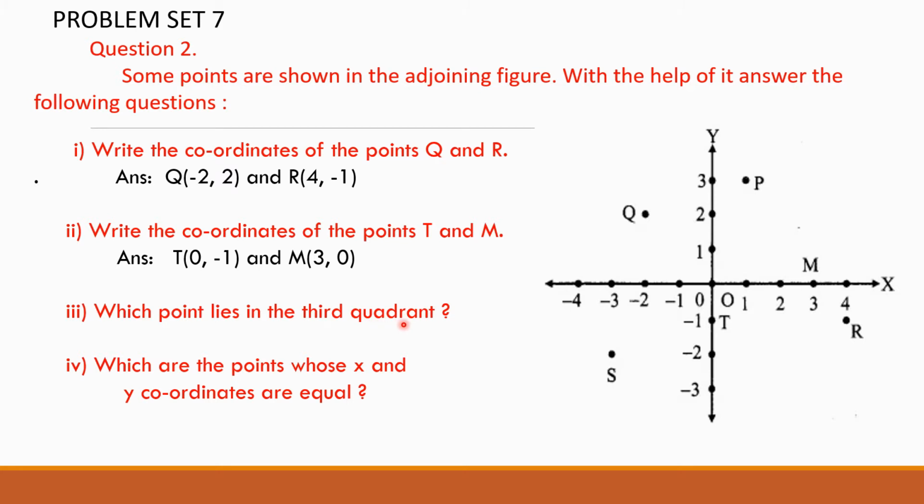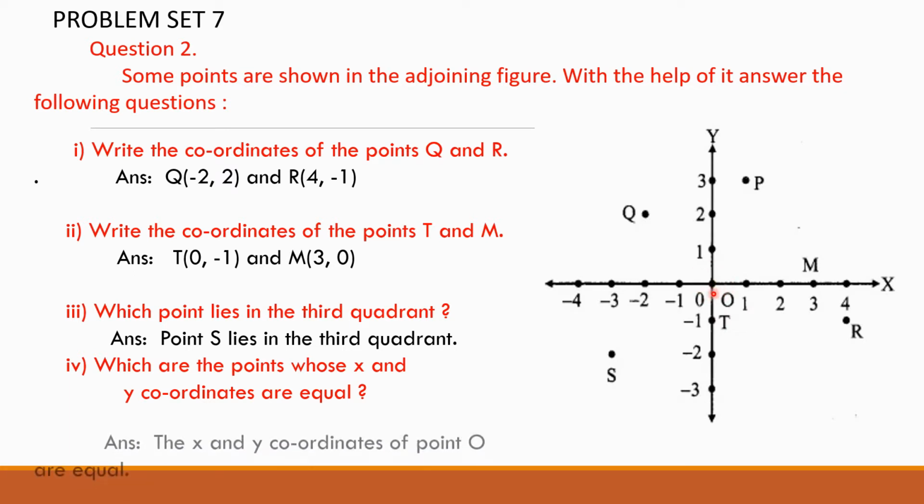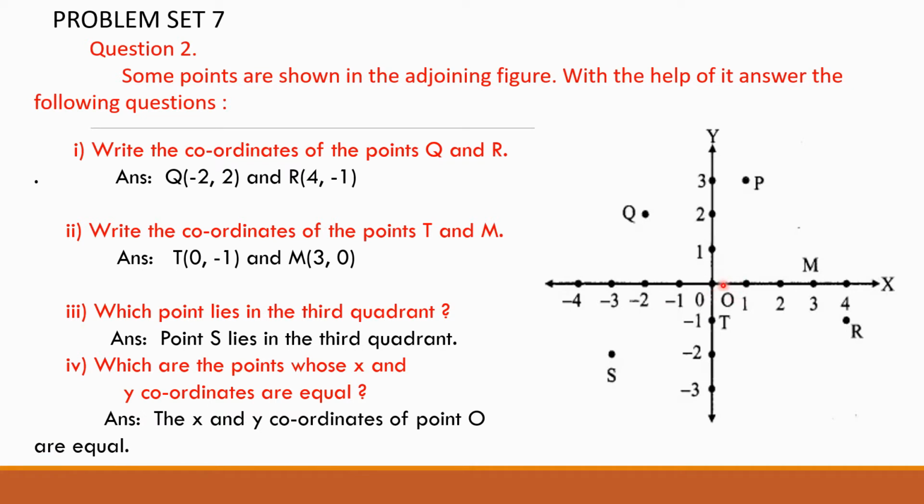Here, which point lies in the third quadrant? The point S lies in the third quadrant. Question 4. Which are the points whose x and y coordinates are equal? Here the x coordinate and y coordinate are equal. That is the coordinate of the origin, therefore the point O. Therefore the answer is that the x and y coordinates of the point O are equal.